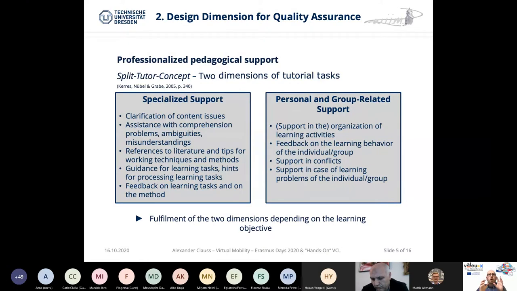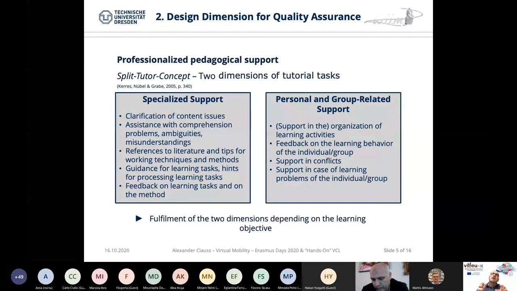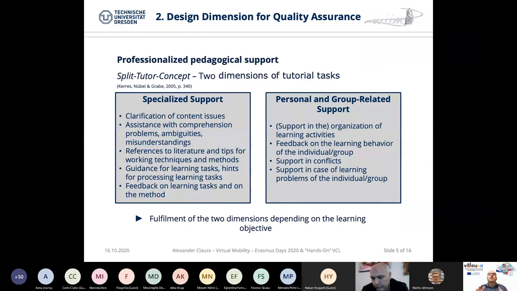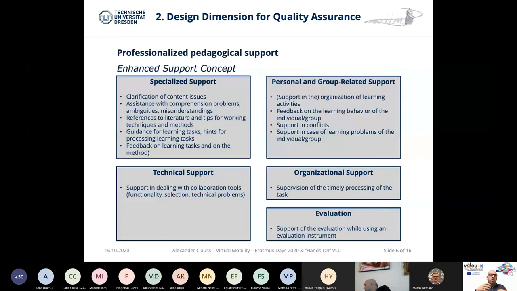The fulfillment of those two dimensions always depends on the concrete learning objective. Normally, our VCL programs focus on gaining competences for collaborative work and teamwork competences. So our e-tutors' focus is more on the right-hand side. But if you want to do a VCL which is more focused on content and direct knowledge, it's also possible to have the focus on the left-hand side. In our e-tutor program, we enhance the support concept over those two levels and added three more levels.